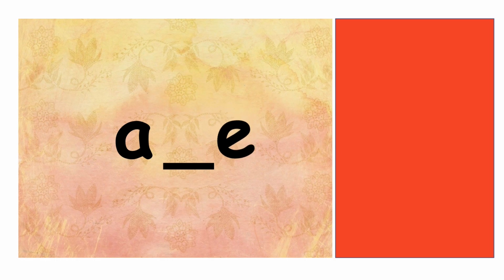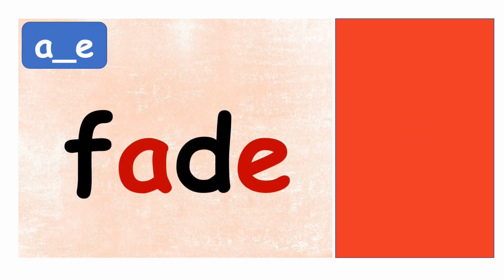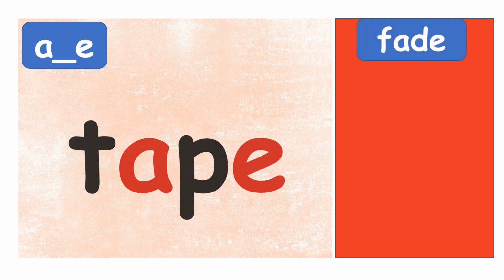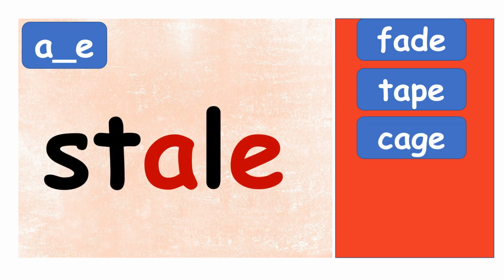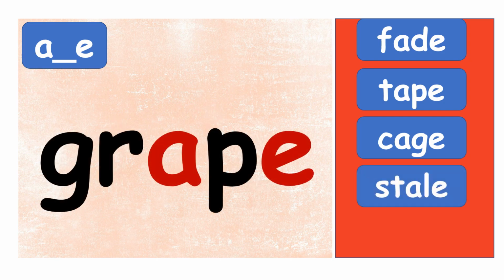When silent E is followed by a vowel A, it makes a sound A. AE makes a sound A. Examples: fade, tape, cage, stale, grape.